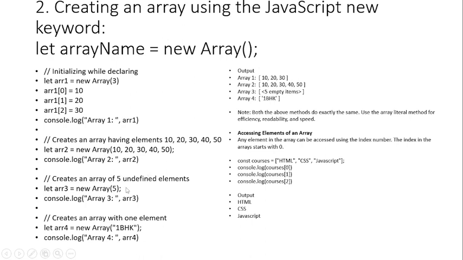So I am not initializing anything inside ARR3. If I am printing it, the output will be what? Empty elements, right? So the value 5 is being displayed there, right?